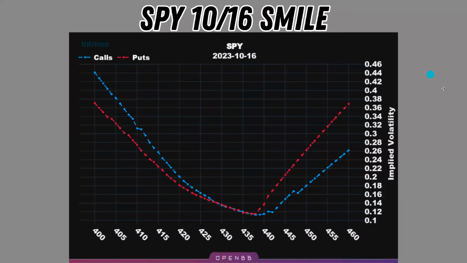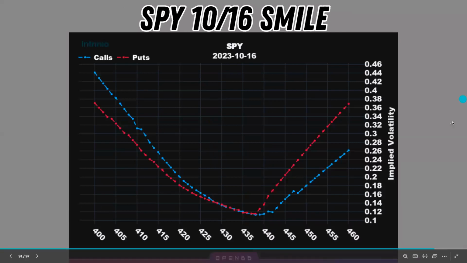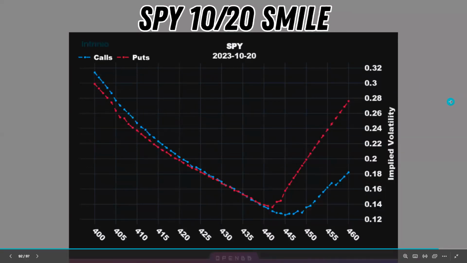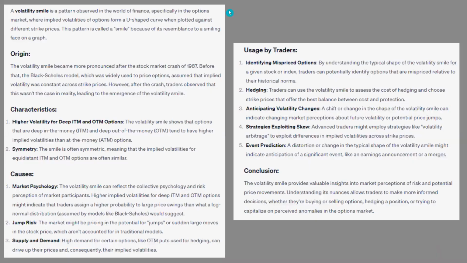Now, this is the smile. This is the option smile chart right here. It gets that name because it looks like a smile, kind of. If you're not familiar with that, basically, what you're looking at is the implied volatility of options forming a U-shaped curve when plotted against different strike prices. This pattern is called a smile because of its resemblance to a smiling face on a graph.